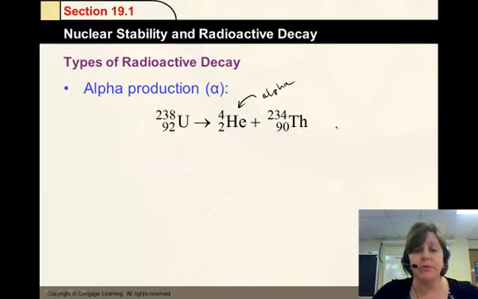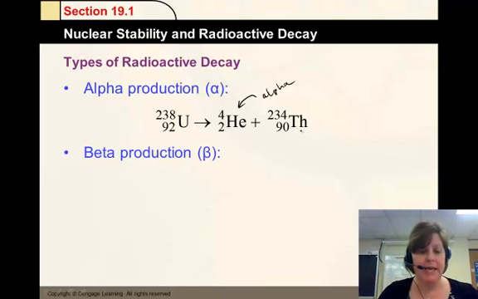Some kinds of questions you might notice on the exam, perfect multiple choice question, it could say uranium-238 undergoes alpha decay. What is the identity of the other product produced in this reaction? And in this case, thorium-234 would be the answer. Another kind of decay is beta production. Both of these kinds of productions can be produced along with other more penetrating types of decay.